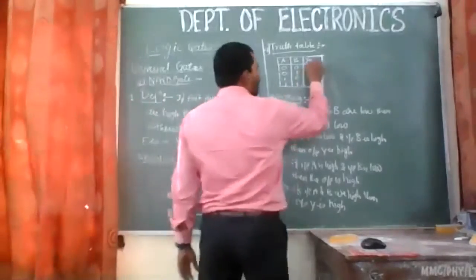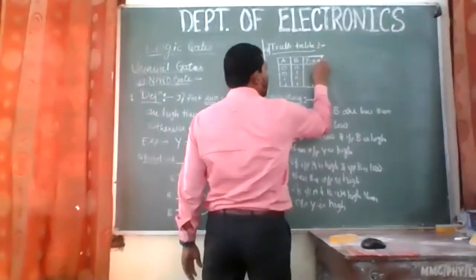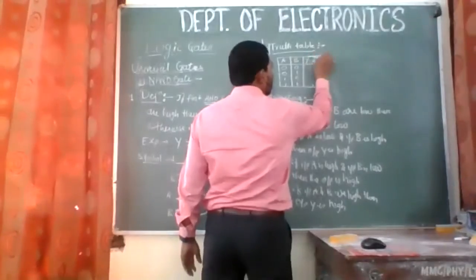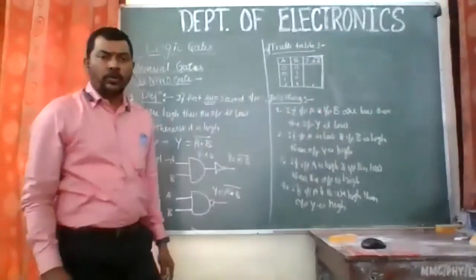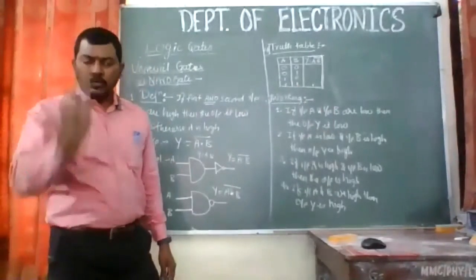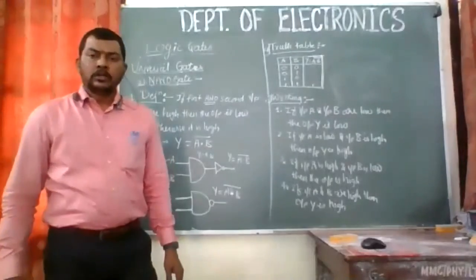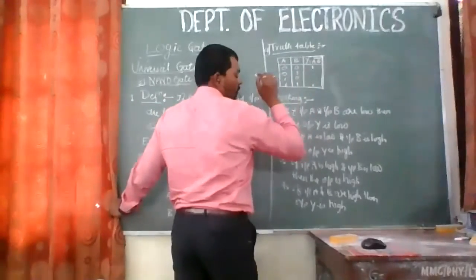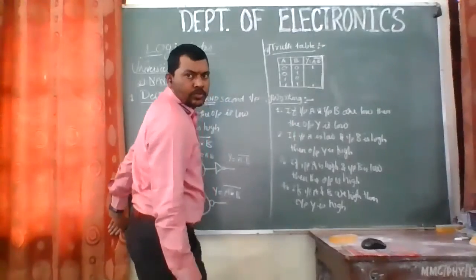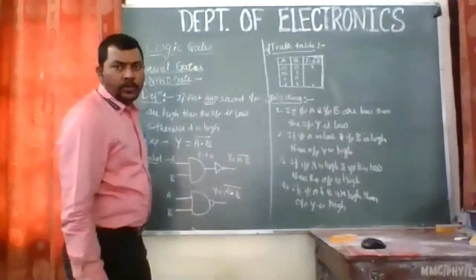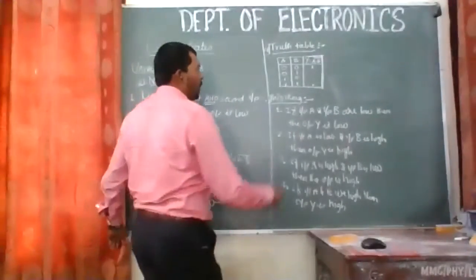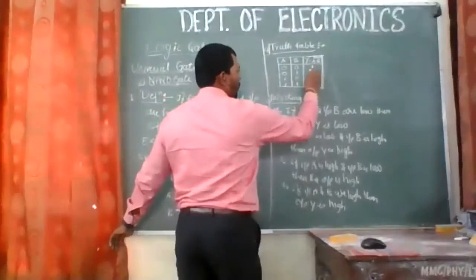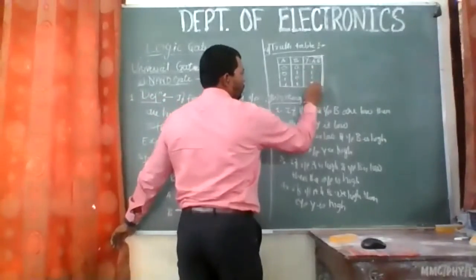Y equal to A dot B complement. Can anybody tell me what will be the outputs? 0, 0, 0, 0. You can unmute yourself and tell me. Speak up. Sir, Manish. Yes, sir. 0, 1, 1. Yes, 1, sir. 0, 1, and 1, 1, 0.